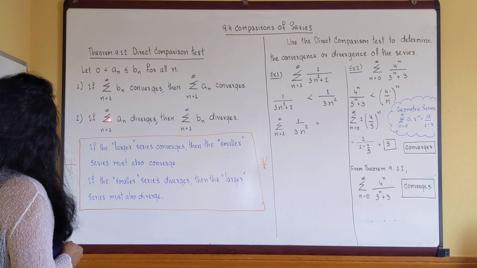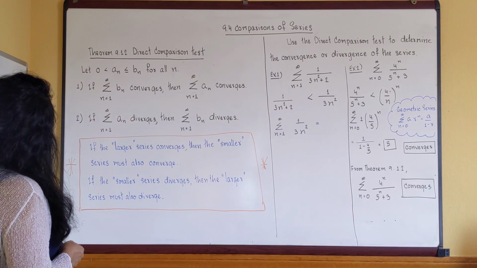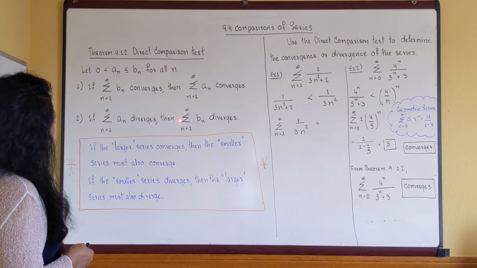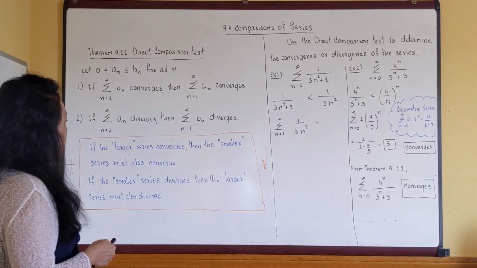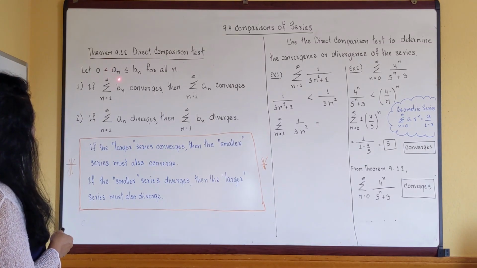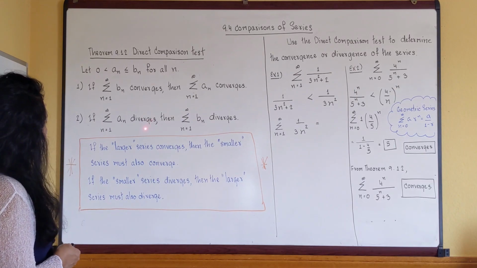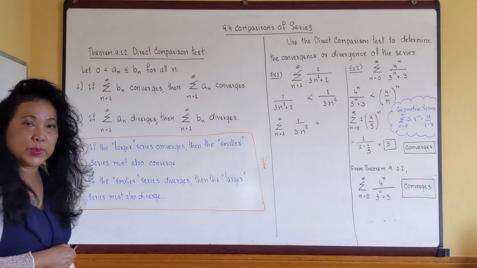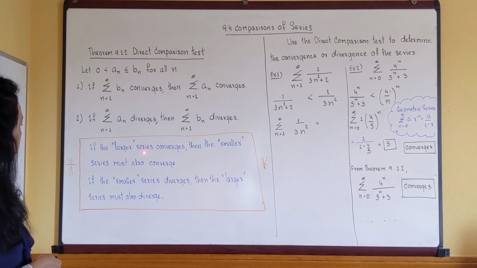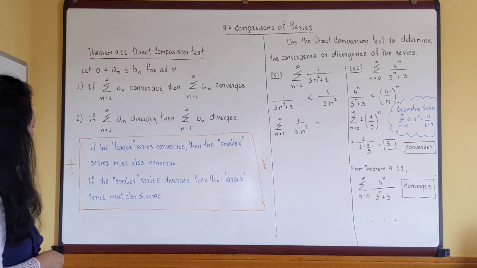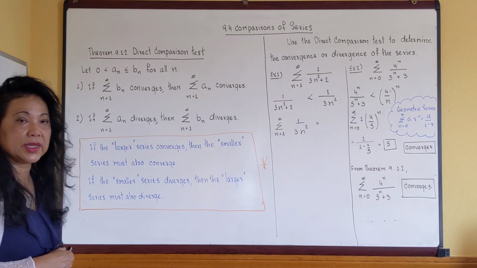It says that if the summation of a sub n diverges, then the summation of b sub n also diverges. And this is the same idea. If a sub n, which is the smaller one, diverges, then the bigger one should diverge. I put the summary in the box here. So if the larger series converges, then the smaller series also converges. If the smaller series diverges, then the larger must also diverge.